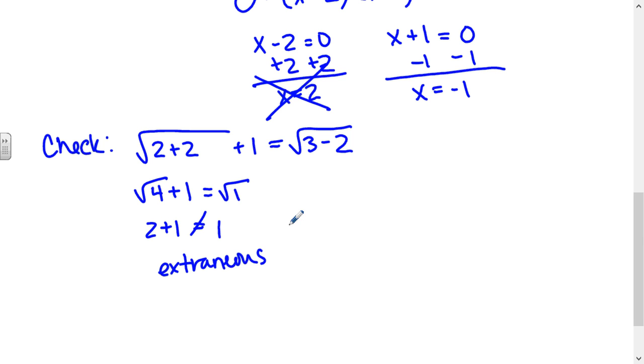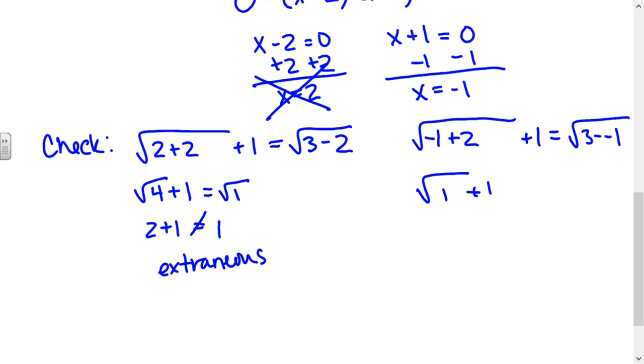Okay, then I'm going to do the same thing, but I'm going to plug in negative 1. So I have the square root of negative 1 plus 2 plus 1 equals the square root of 3 minus negative 1. So then this would be the square root of 1 plus 1 equals the square root of 4. So this would be 1 plus 1, which equals 2, which does equal the square root of 4. So this one is the solution. x equals negative 1.